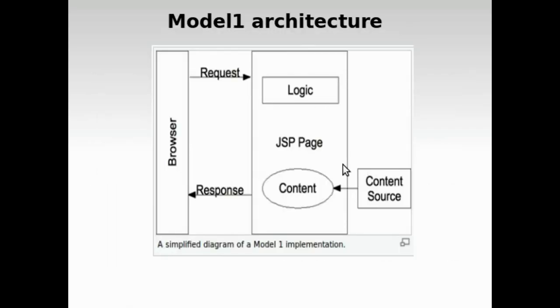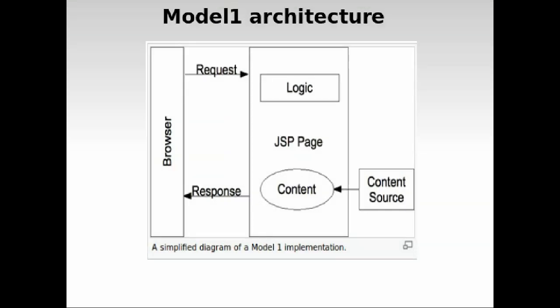Now let us see how frameworks evolved, starting with the Model 1 architecture. This is a traditional architecture. Here, the browser sends a request to a resource, in this case a JSP page. This resource handles not only the responsibility of displaying content, but also a lot of business logic.